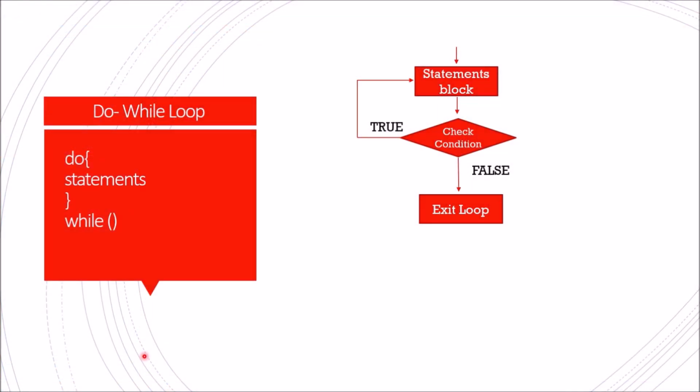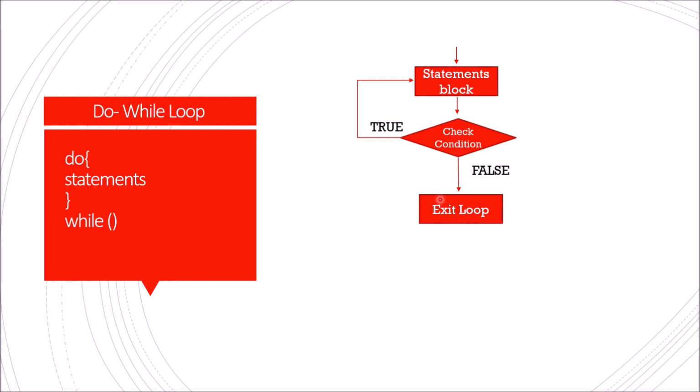The next loop is the do while loop. Unlike the previous while loop, in this case the block of statements is going to be executed first, prior to the check condition. So we will start by executing this block of statements. Now we are going to check the condition next. If it's true, these operations are going to be repeated, and if it's false, it will exit the loop.